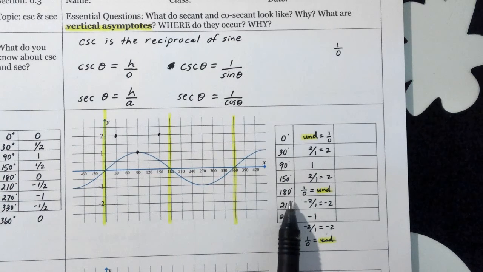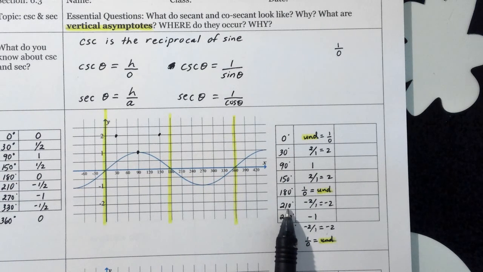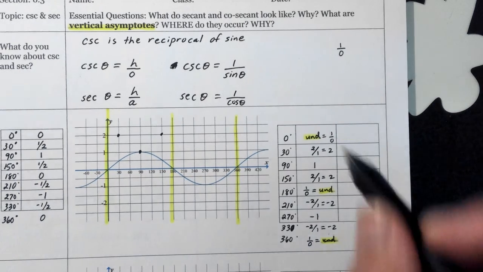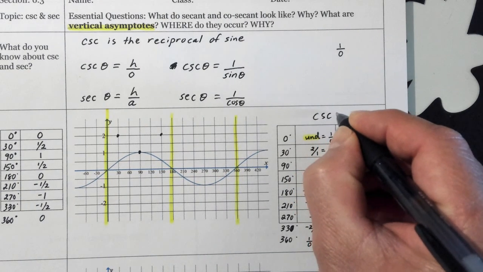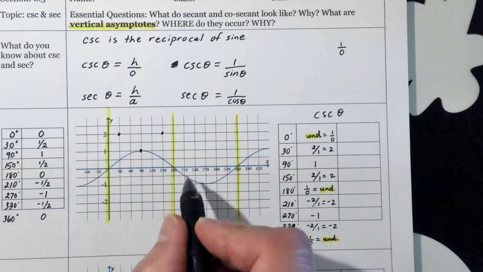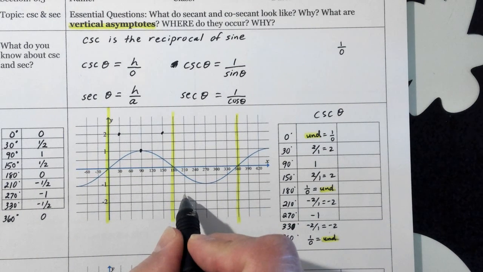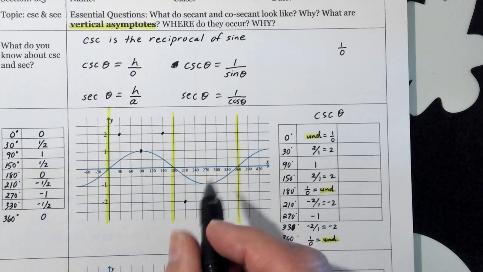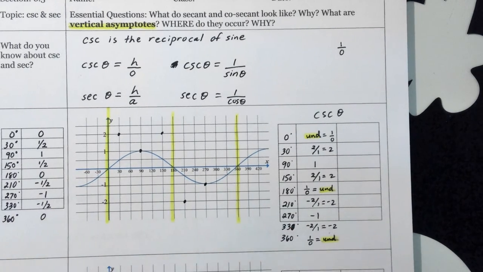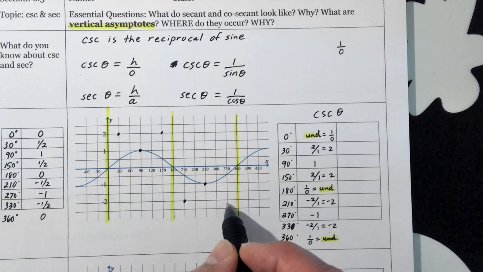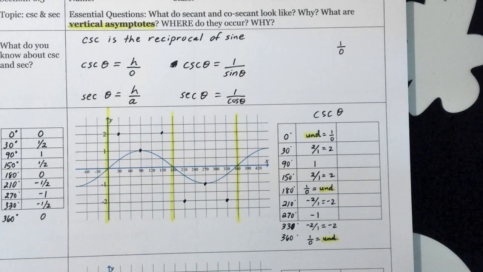I'm going to keep on going. I think I was at 210. The reciprocal, or the value of cosecant at 210 is negative 2. Right there. At 270, negative 1, which is right there. And at 330, negative 2, which is right there.